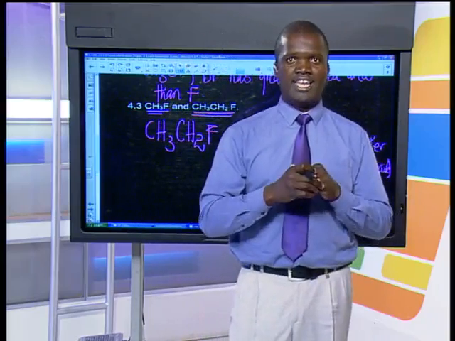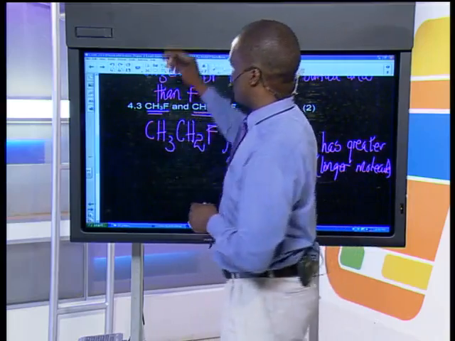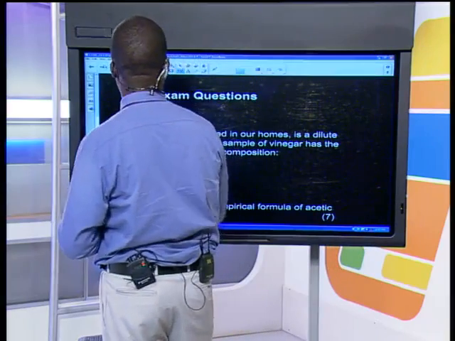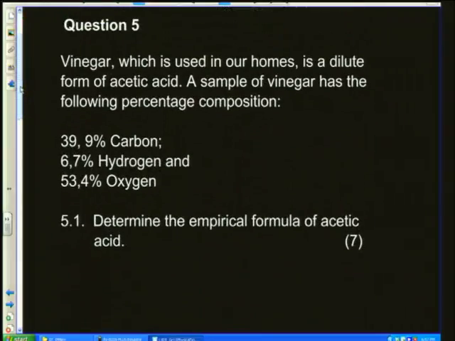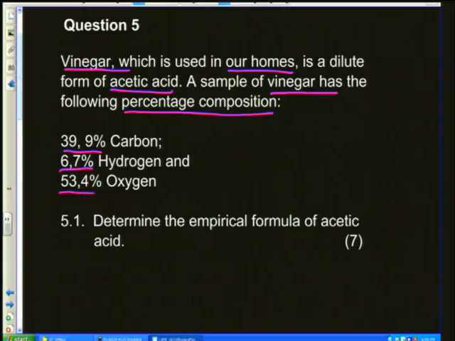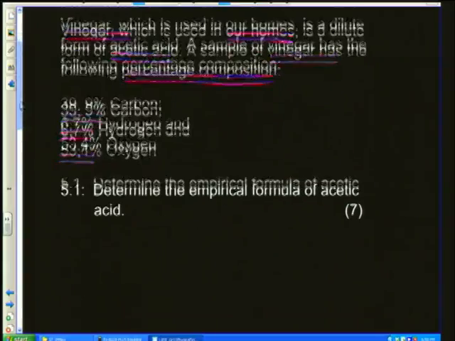Now let's look at the next question that follows, question number 5. They say vinegar, which is used in our homes, is a dilute acetic acid. A sample of vinegar has the following percentage composition: 39.9% of carbon, 6.7% of hydrogen, and 53.4% of oxygen. Determine the empirical formula.